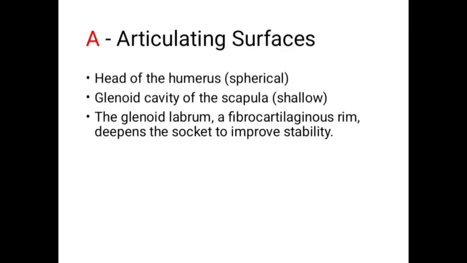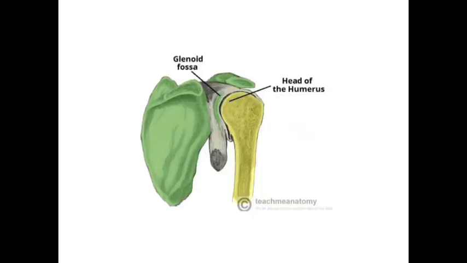Now for articulating surface, it is formed by the head of the humerus and the glenoid cavity of the scapula. We also have the glenoid labrum, which is a fibrocartilaginous rim that deepens the surface to improve stability. The next is a diagram showing the articulating surface of the shoulder joint.